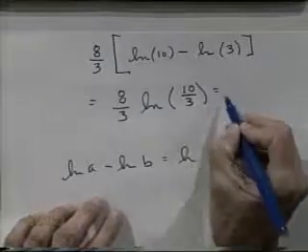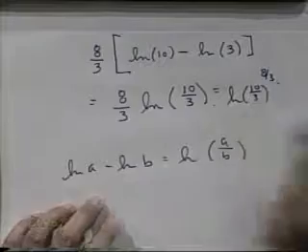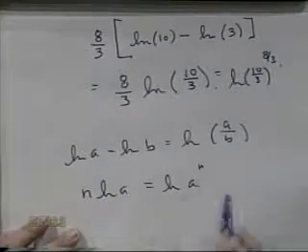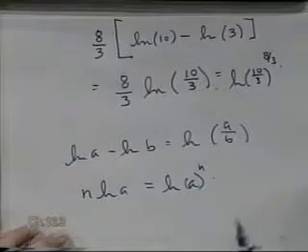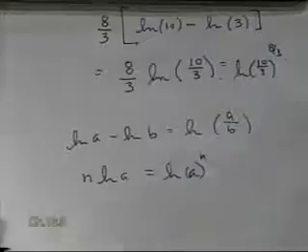Sure, you could do that. Equals natural log of 10/3, the whole thing raised to the 8/3. And that'd be using that the log of a to the n equals n log a. Notice just a is being raised to the n, not all of the log. By the way, this is one thing I see on tests all the time.